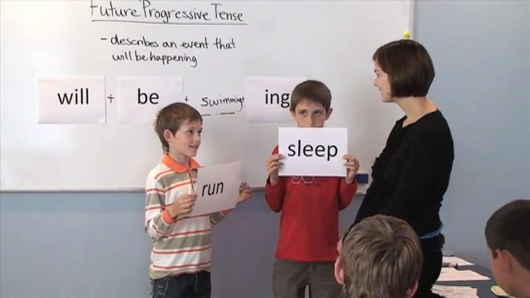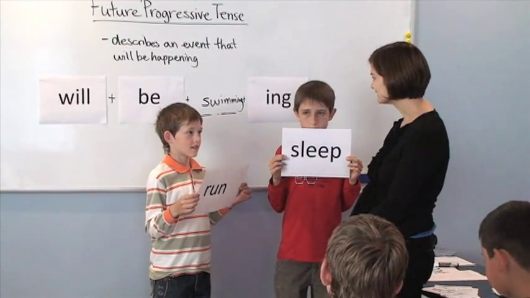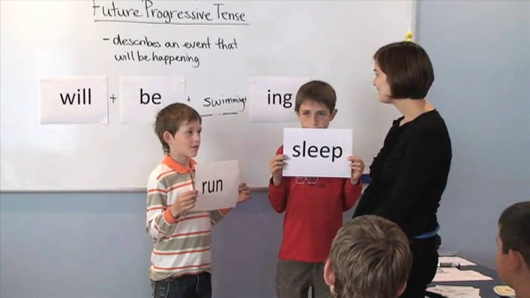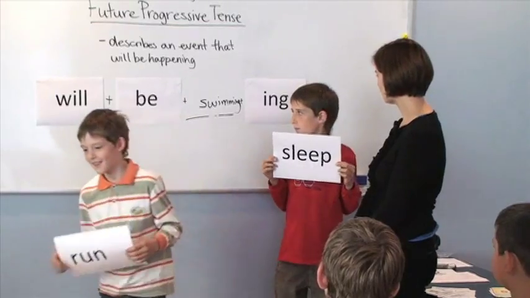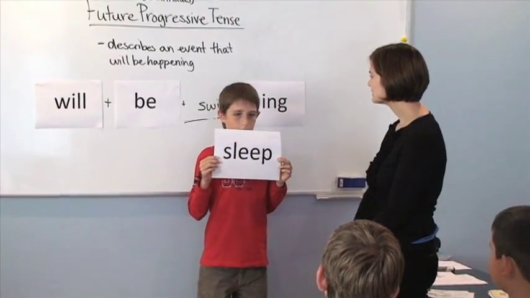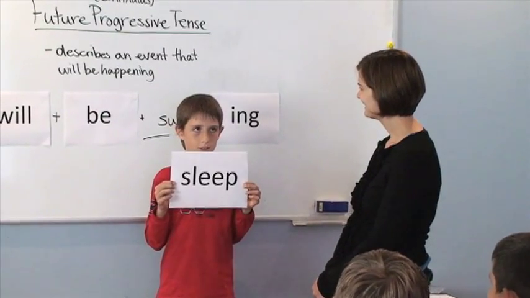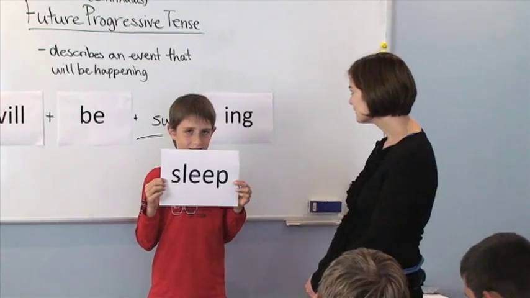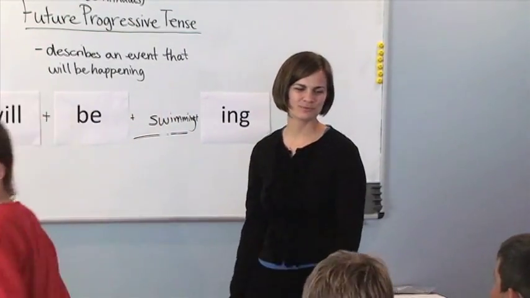Will be running to my friends. I will be running to my friends. When will you be running to your friends? Tomorrow? Yeah, tomorrow to play. Very good. You will be running to your friends. I will be sleeping. Tonight? That's right. You will be sleeping tonight. Good. You can keep your verbs.